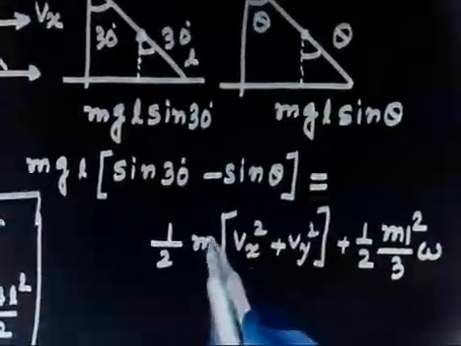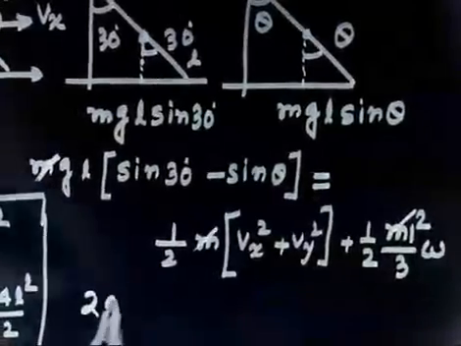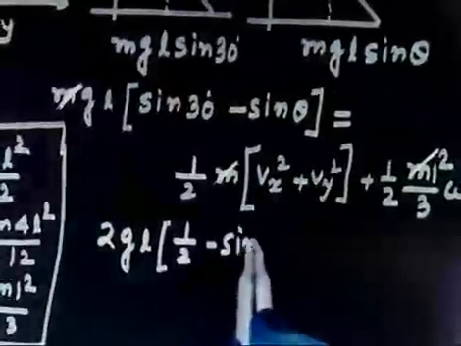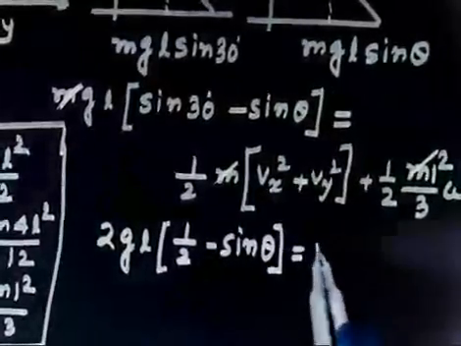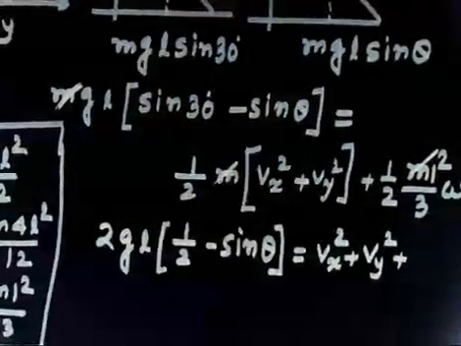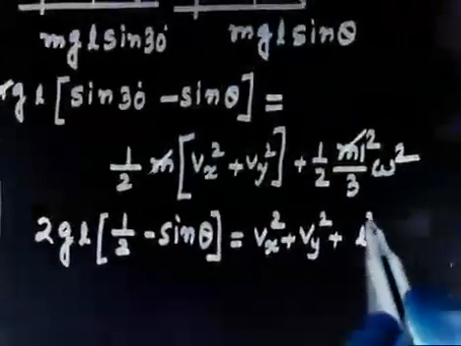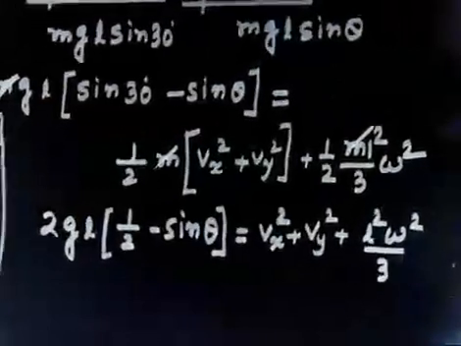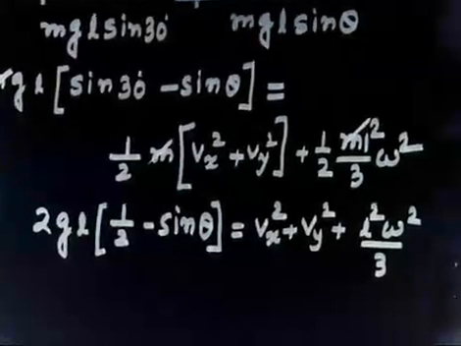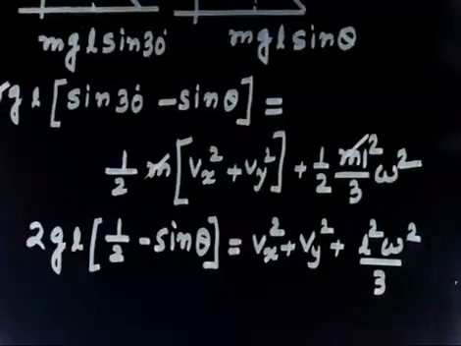Now if I cancel m throughout and take 2 to this side, I will have 2gl, and sin 30 is 1 by 2, minus sin theta. This is equal to vx square plus vy square plus half I omega square, so this is not omega, it is l square omega square by 3. So this is my final expression coming from energy conservation. Now basically we can put the value of Vx and Vy from this equation.